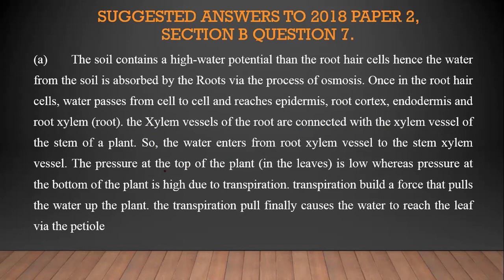Now, the pressure at the top of the plant in the leaves is low, whereas the pressure at the bottom of the plant is high due to transpiration. So transpiration builds a force that pulls the water up the plant. The transpiration pull finally causes the water to reach the leaf via the petiole. Okay, so like we said, the petiole will connect the leaf to the rest of the plant or of the tree. Okay, and via the petiole, water will now enter and it will finally reach the leaf.